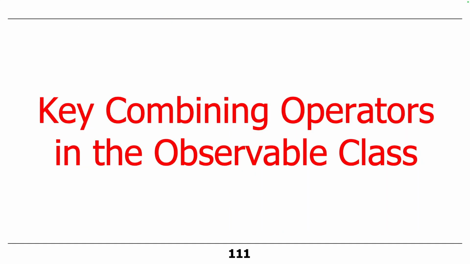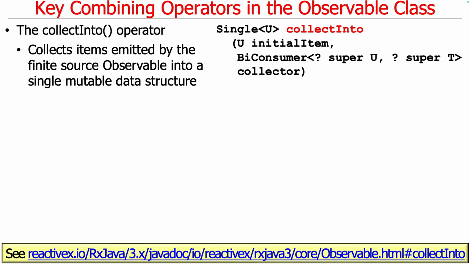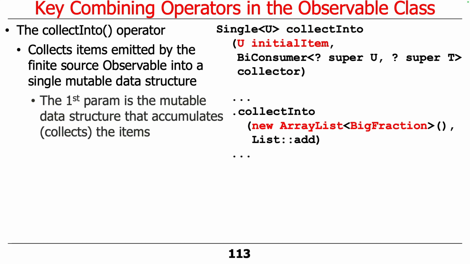It's kind of interesting. We'll start with the collectInto operator. This will collect all the items that are emitted by the finite source. In other words, we can't let this run forever, otherwise we'll run out of memory again. And it'll put them into a single mutable data structure. And what you're passed here is the initial item that you're going to collect or accumulate the data into. That's the first parameter. Mutable, meaning it has to be updatable. So here, for example, we're going to use an ArrayList.